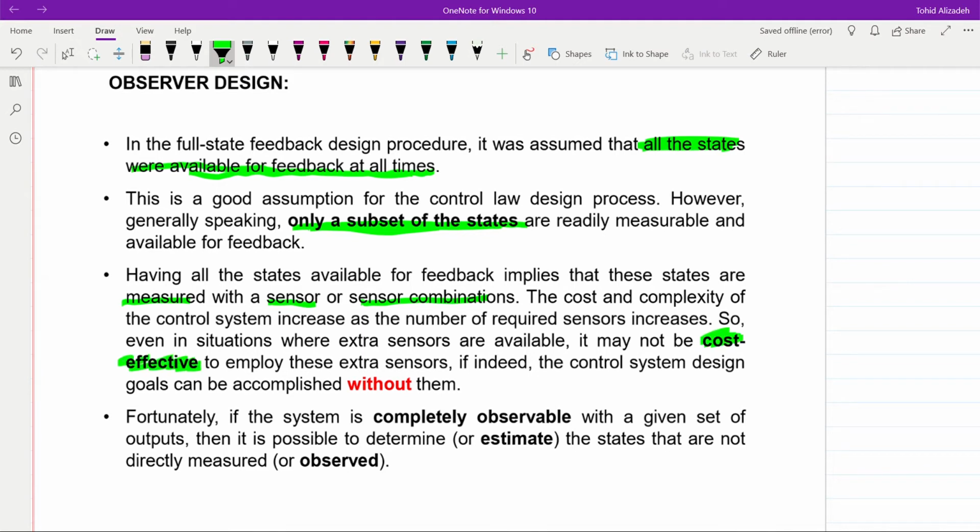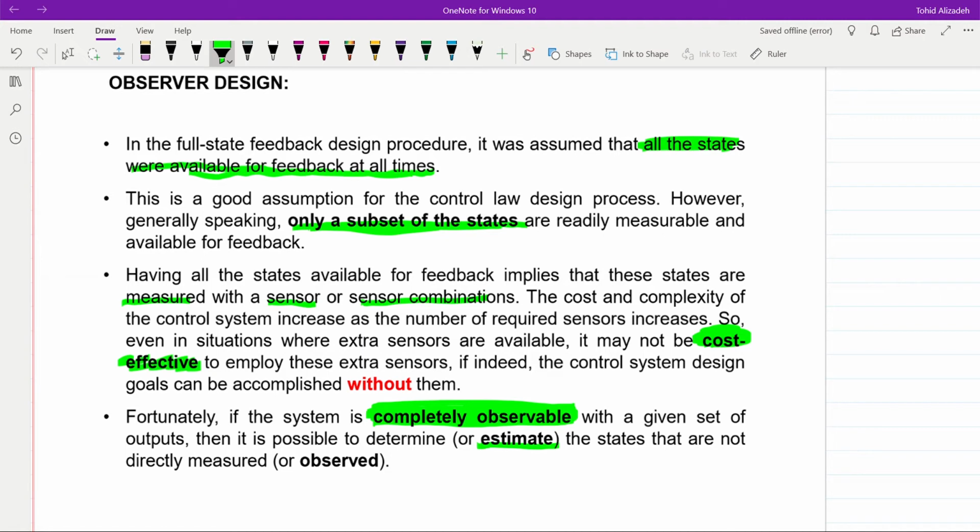Instead, we can use an approach in which we don't use the extra sensors, but we use estimators in order to estimate the value for the states. This will be the case when we have the system completely observable. If the system is completely observable, which will be determined by looking at the observability matrix, as we will see later, with a given set of the outputs, then it will be possible to estimate the states which are not directly measured or observed.